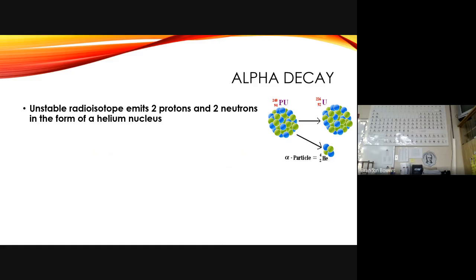So when we look at an alpha, the alpha particle we always write as 4,2 helium. It's always a 4,2 helium. That's an alpha particle. Now, the top number represents the mass. So the top number is the number of protons plus the neutrons, where the bottom number is just the atomic number, which is equal to the number of protons.